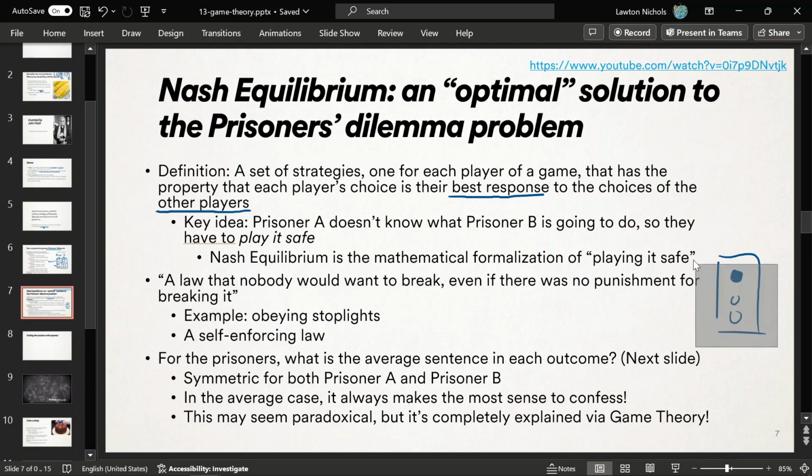It's because we all would like to get home tonight, we're all going to obey the stoplights, even when we know there's probably not a cop there. We could run it if we wanted to. That's what it means to play this game optimally.